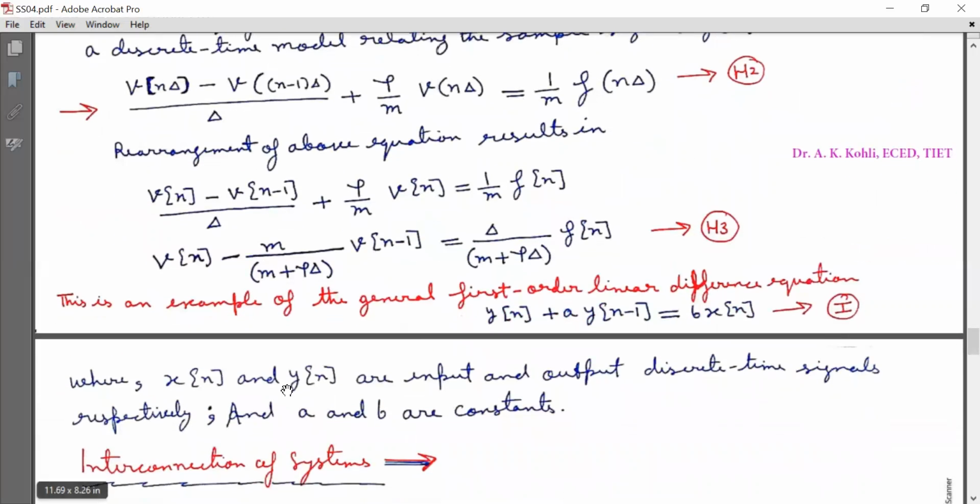where xn and yn are input and output discrete time signals respectively. So yn is the output of the system, xn is the input to the system, xn is a discrete time signal, yn is also a discrete time signal, and a and b are constants. So this equation H3 clearly forms a first order linear difference equation.